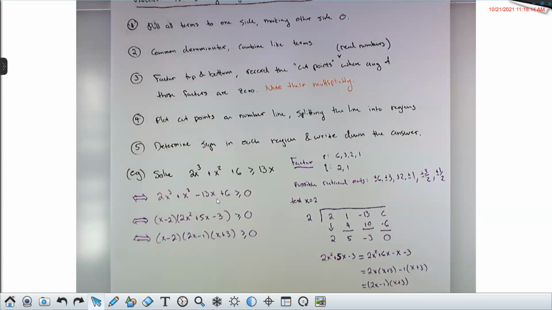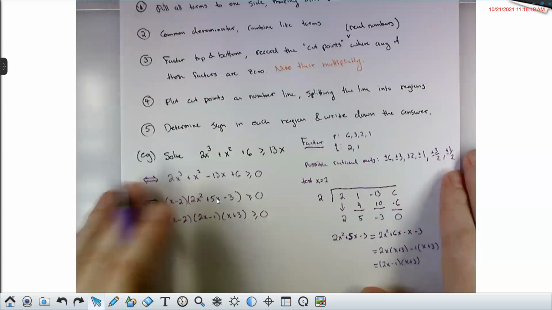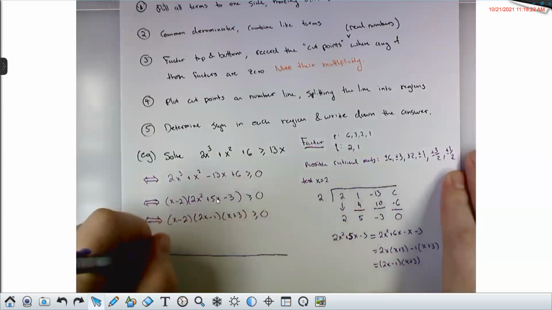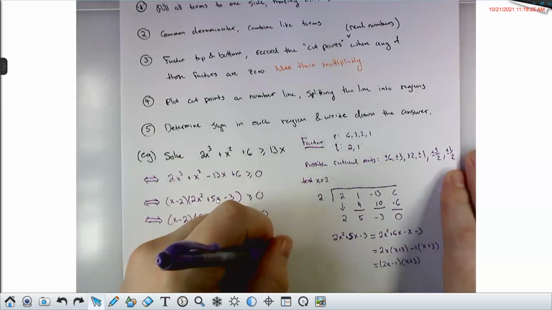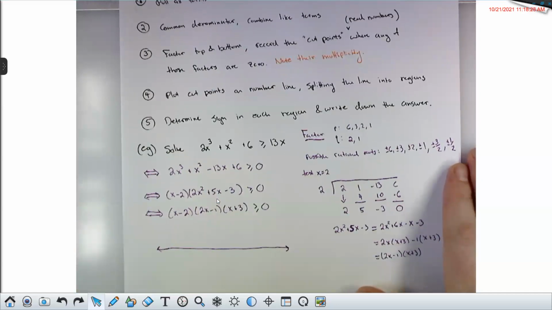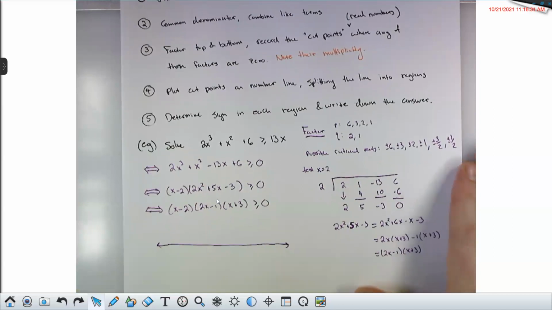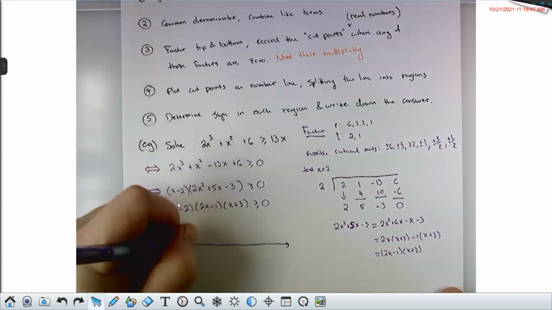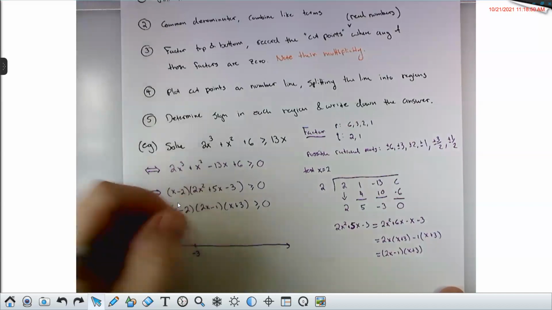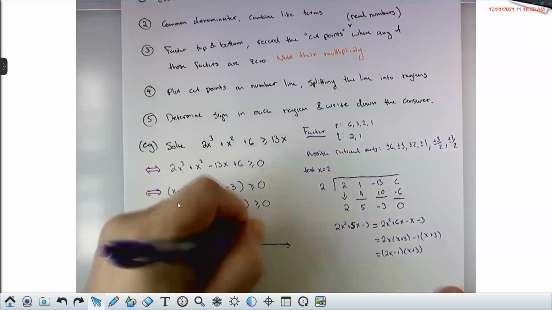But now we have finished step 3. We have factored everything. What are my cut points? What are the numbers that make these factors 0? 2, negative 3, and 1/2. Very good. So I'll plot those on the number line. Negative 3 is furthest to the left, then positive 1/2, and then 2.